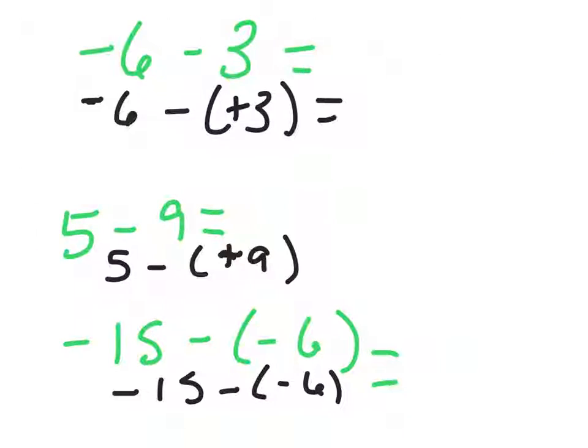Just a couple of other problems just to make sure that we're on the same page here. So if you had -6 minus 3, you know immediately to rewrite it like this. It's -6 minus +3. Once you do that, you know that because we have a subtraction here, this becomes the opposite.